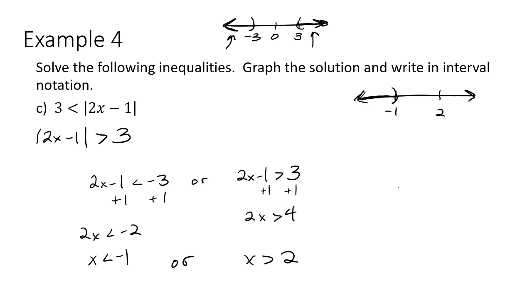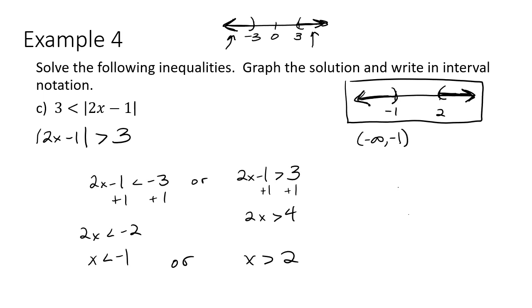X less than -1 or x greater than 2. Which in interval notation, we would have -infinity to -1, union +2 to +infinity.